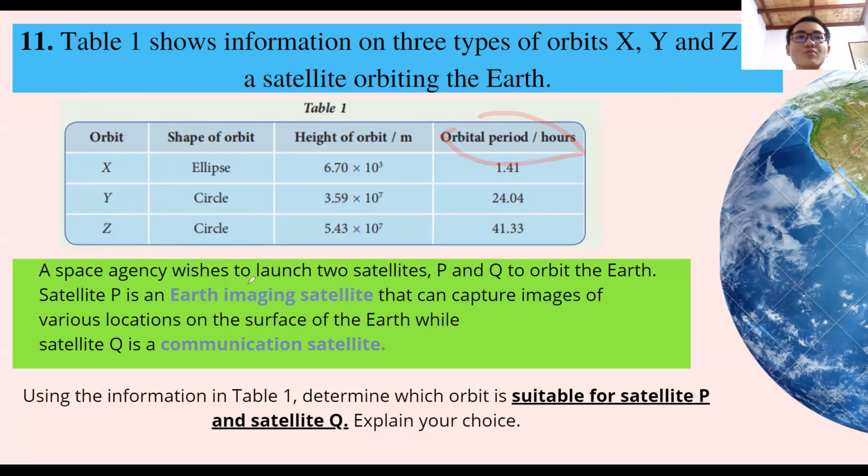So a space agency wishes to launch 2 satellites, P and Q, to orbit the Earth. Satellite P is an Earth imaging satellite that can capture images of various locations on the surface of Earth, while satellite Q is a communication satellite. Use the information in table 1 to identify which orbit is suitable for satellite P and satellite Q. Explain your choice.